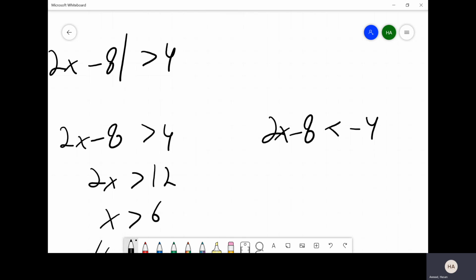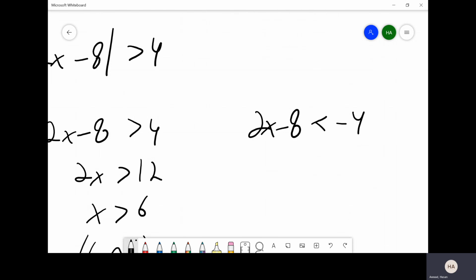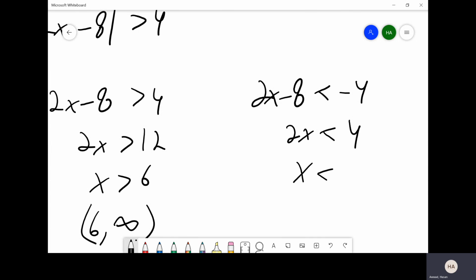So now we're going to add 8 to both sides. Same exact principle, right? Adding 8, we get 2x is less than 4, because -4 plus 8 gives us +4. Divide by 2, we get x is less than 2. And what does this tell us? This tells us we're looking for all of the numbers that are less than 2, right?